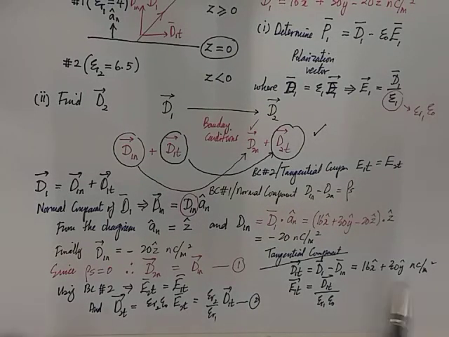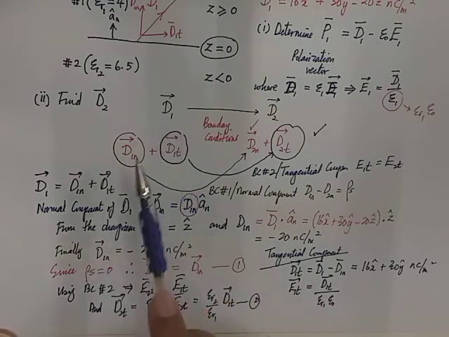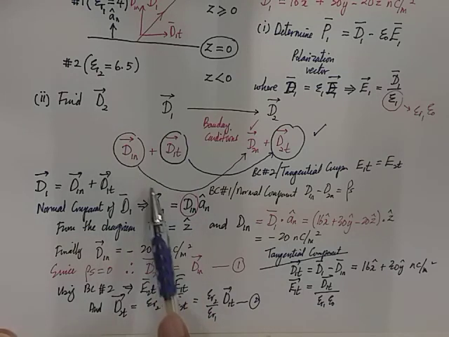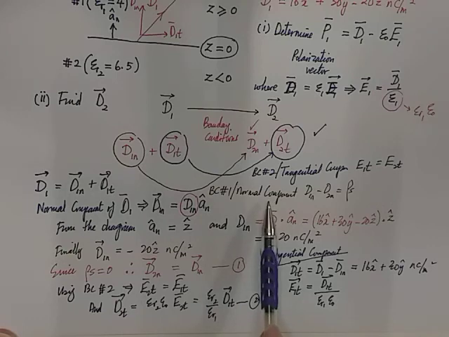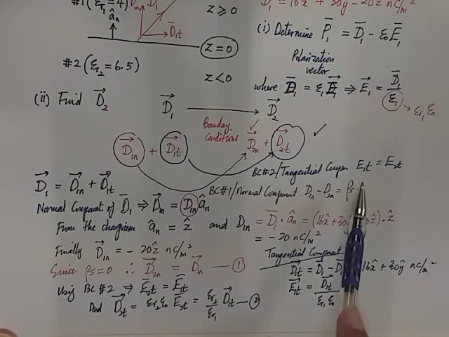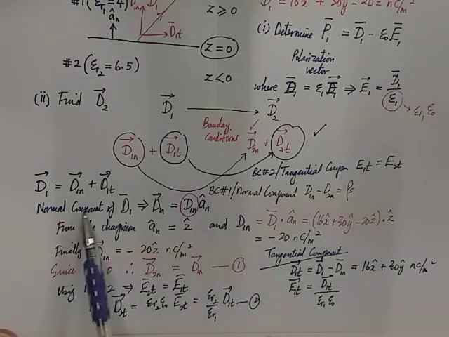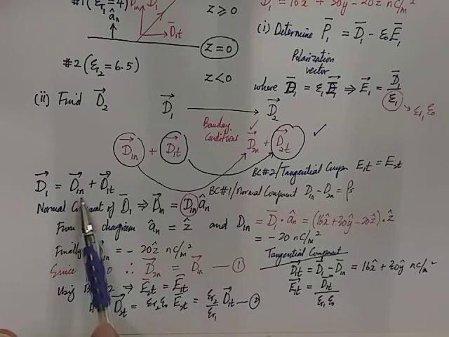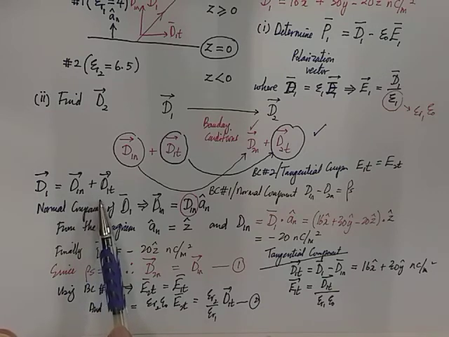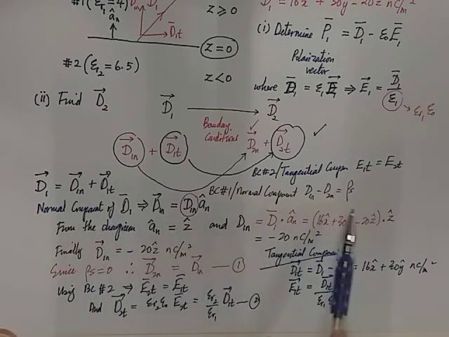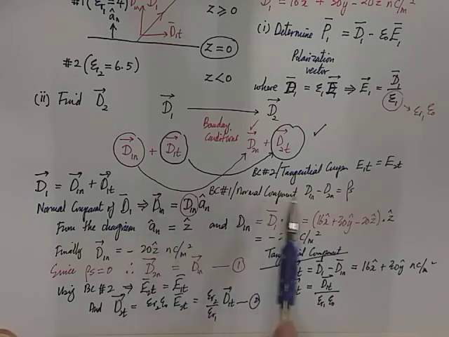Again, repeating: D1 needs to be split into 2 components. Then the normal needs to be related to the normal using boundary condition number 1. The tangential needs to be related to the tangential using boundary condition number 2. So first you need to be able to define the normal component and tangential component of the given field. Then how do you determine that D1 normal component? By using this method. Look at the method carefully.